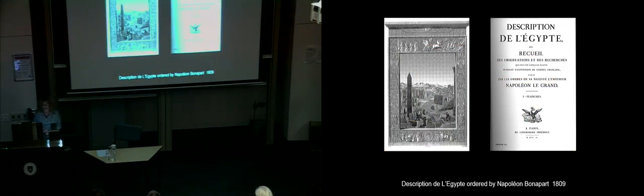So modern Orientalism in the modern age, the current age, really starts here with the Description de l'Égypte. This was based on Napoleon's expeditions into Egypt between 1798 and 1802.